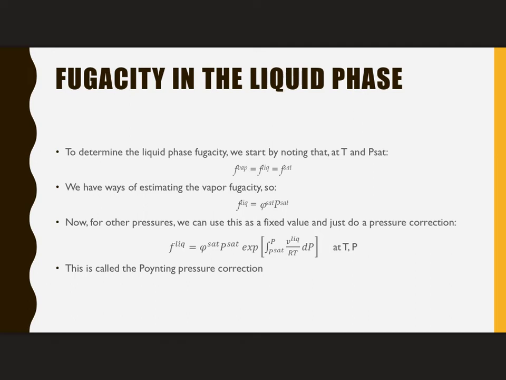For liquids, well, first of all, liquid's never going to be an ideal gas, right? Because it's a liquid, it can't ever be an ideal gas. So to determine the liquid phase fugacity, we're going to start by noting that I have equilibrium if I have vapor saturation, right? So at the temperature and the saturation pressure, the fugacity of the vapor is going to be the same as the fugacity of the liquid, which is the fugacity at saturation. And we have ways of estimating the vapor fugacity, right? I can use an equation of state or whatever. And so therefore the fugacity of the liquid would be the fugacity coefficient at saturation times the saturation pressure.